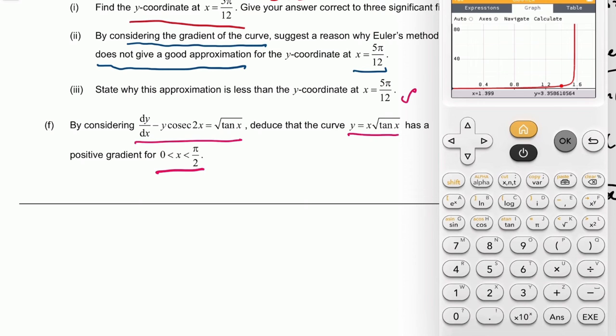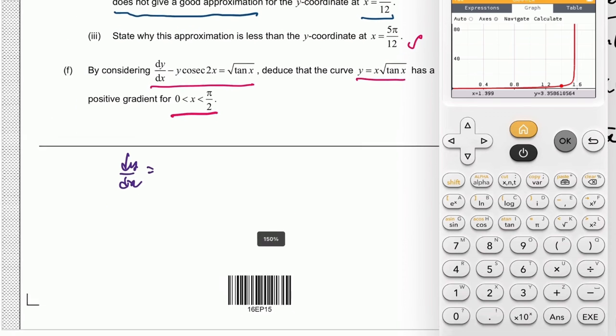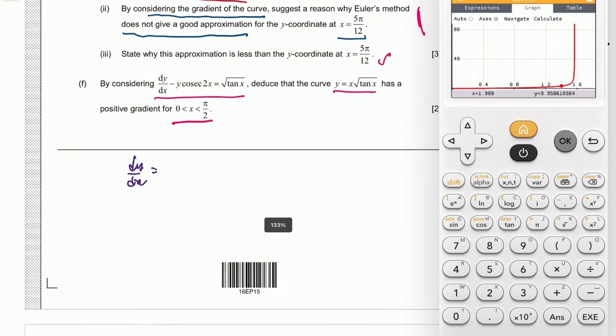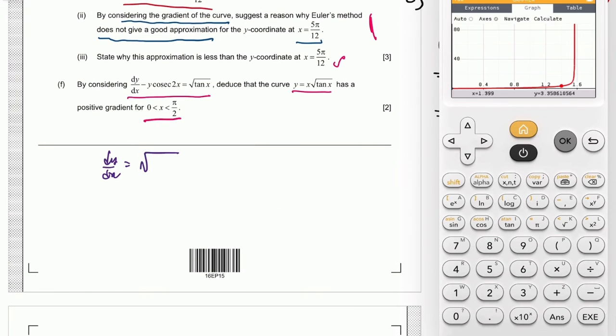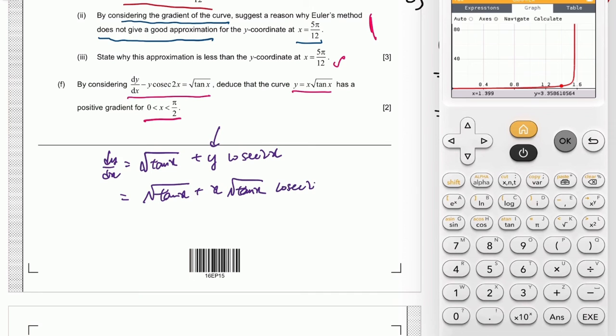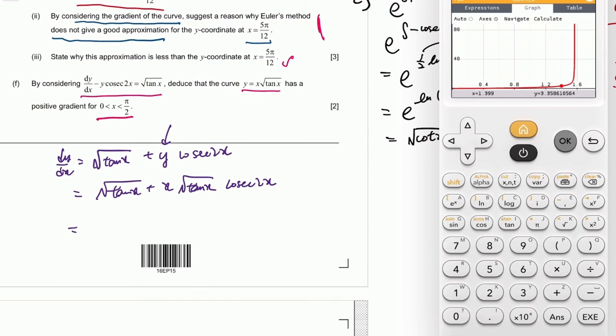So dy/dx is actually root tangent x plus y cosec 2x. But we know y now. y is really x root tangent x cosec 2x. Then what? I don't know.